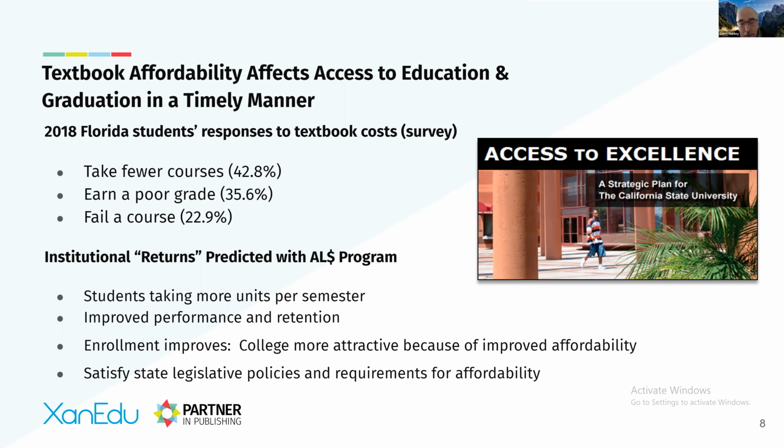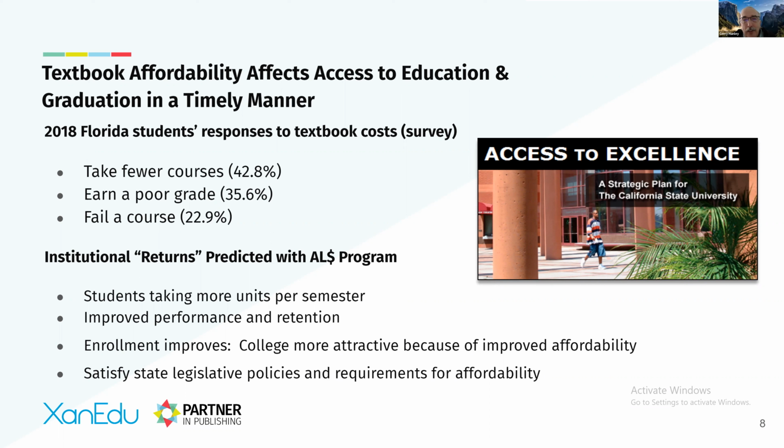In the Cal State system, the number of units per semester was about 12.9, and they need to take 15. So they need to get one more course, a little bit less on average. And so by reducing the cost, we can make a dent in getting students to take more units per semester.